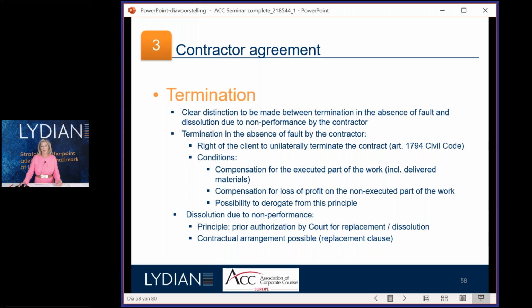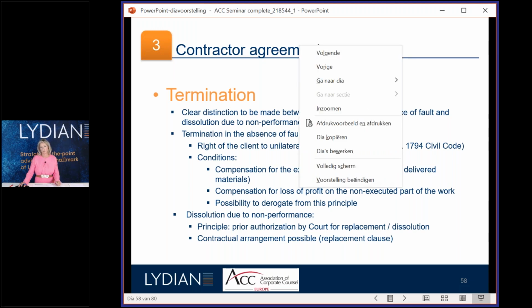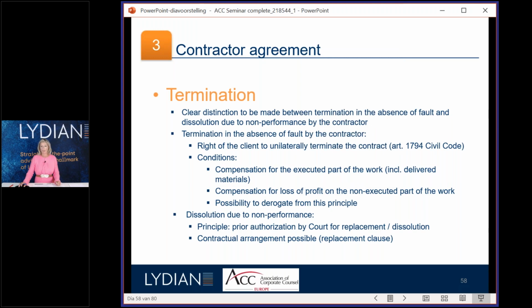There are two conditions that will have to be fulfilled, unless agreed otherwise. The first condition is that the contractor will have to be compensated for the executed part of the works, including the delivered materials. And then the second condition is that the contractor should be compensated for the loss of profit on the non-executed part of the work. As said, it is always possible to derogate from this principle.